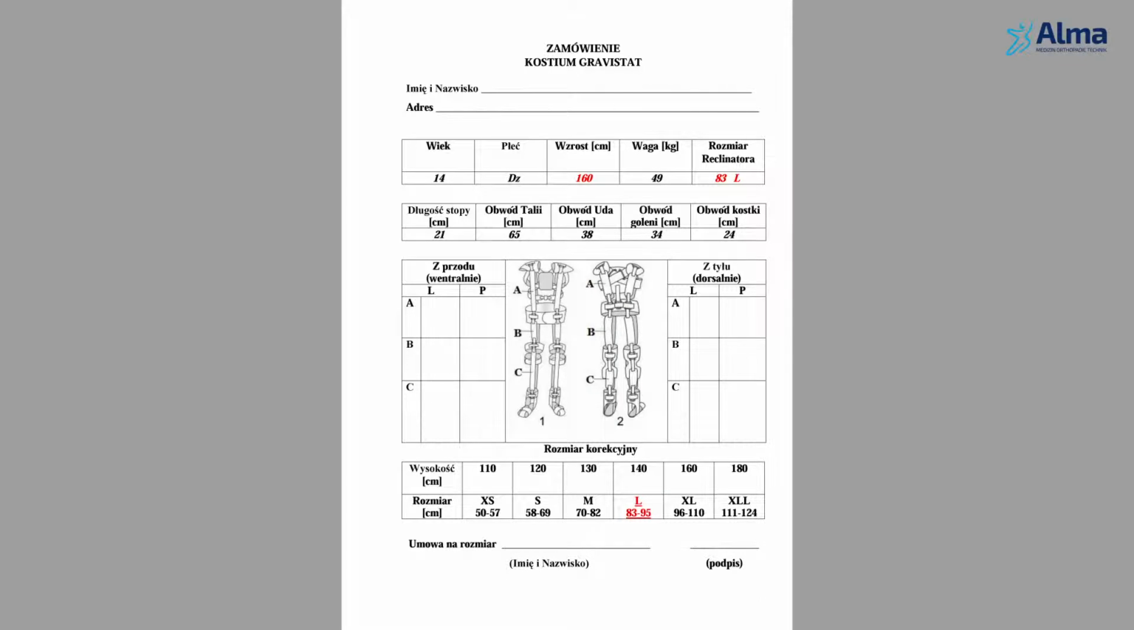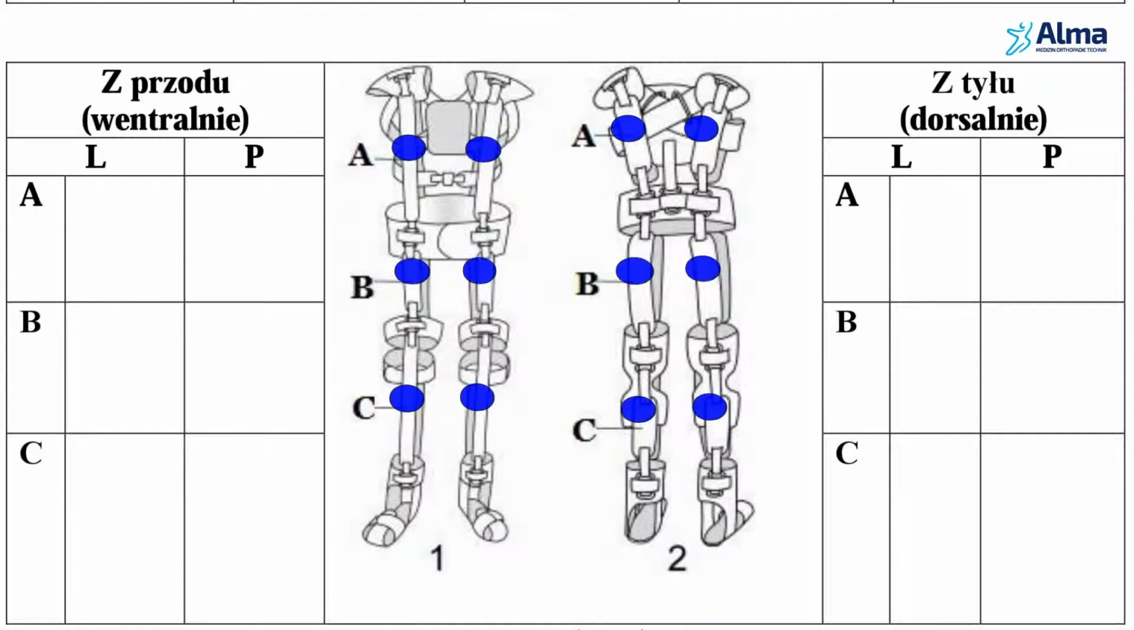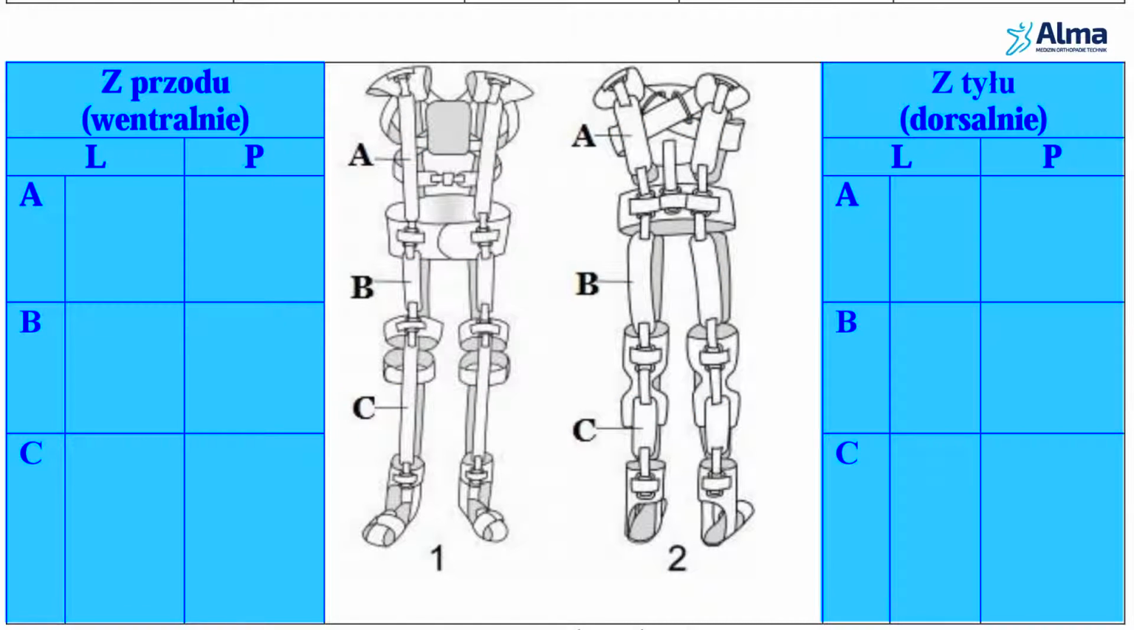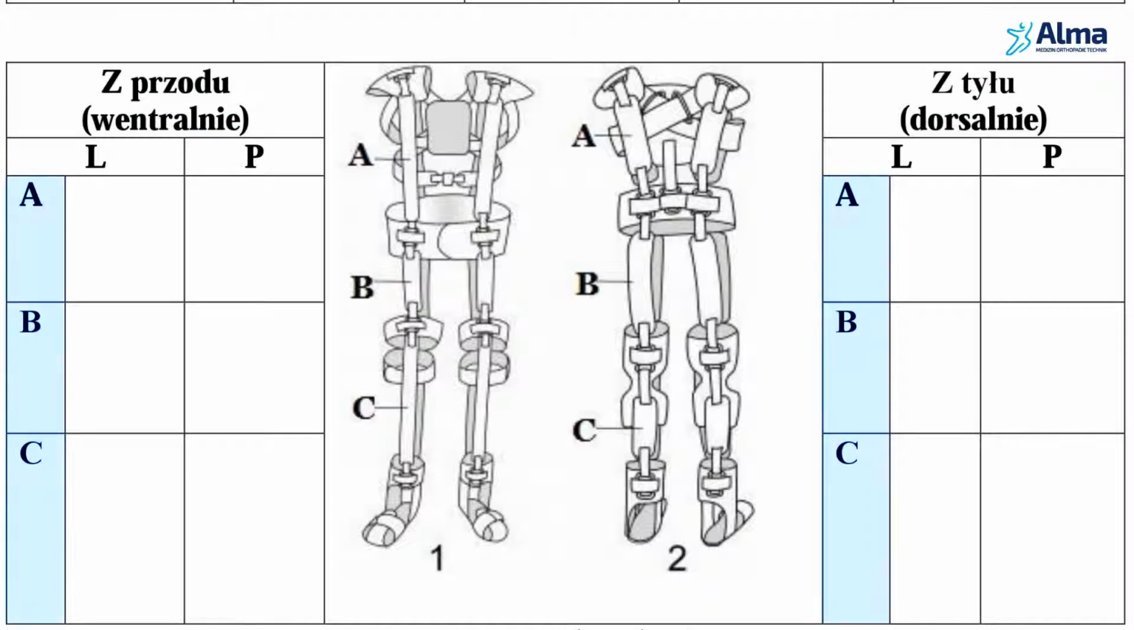Then define sizes for clavices mount. Totally, there are 12 dimensions. They consist of 3 left and right segments, ventral and dorsal surface, trunk area, segment A, thigh area, segment B, and a calf area, segment C.